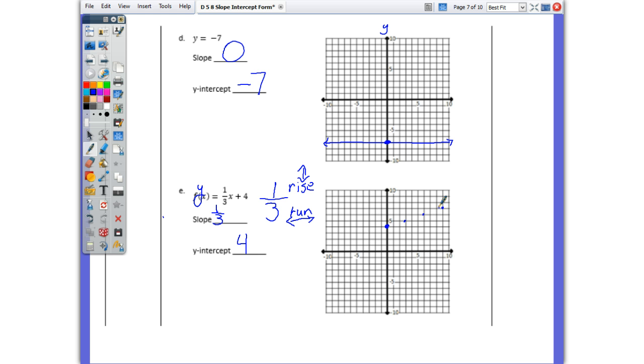And then go backwards, because we want to go in the other direction as well. Left 3, down 1, or however you prefer. Take your straight edge, go through them.